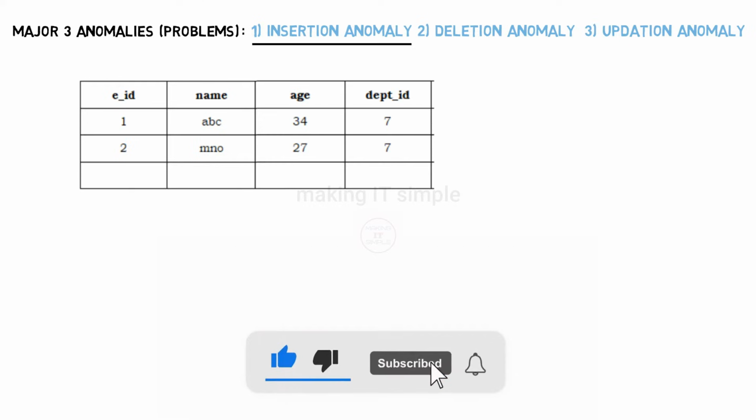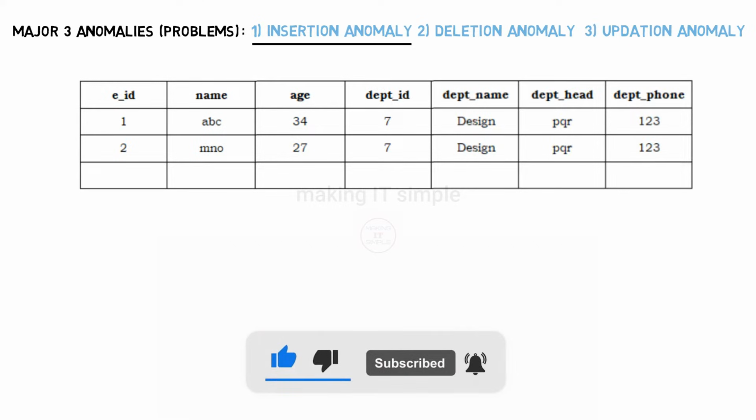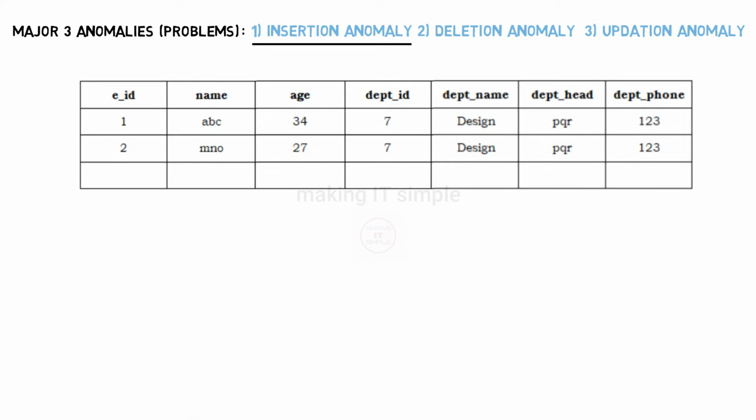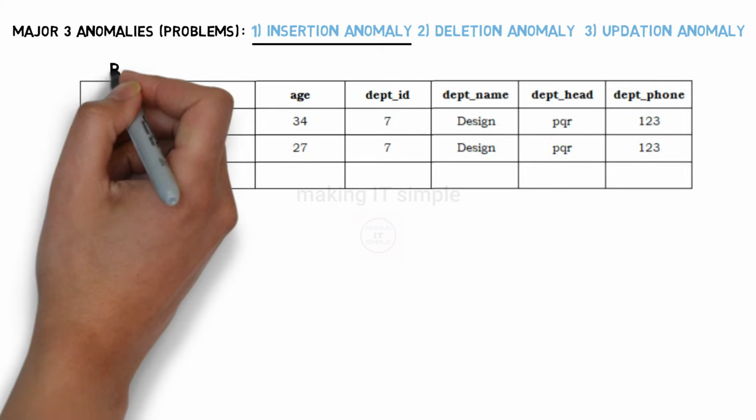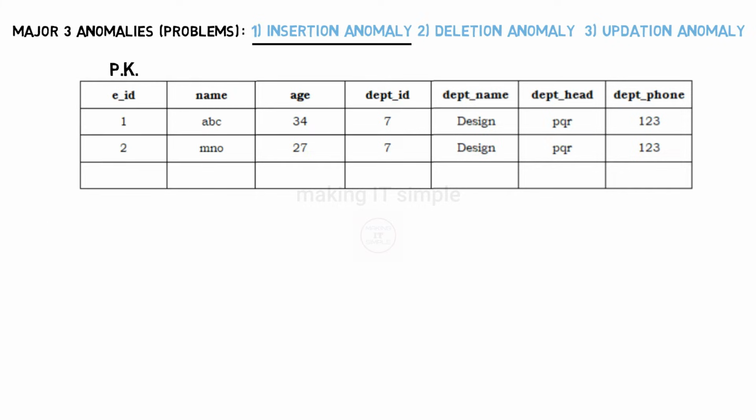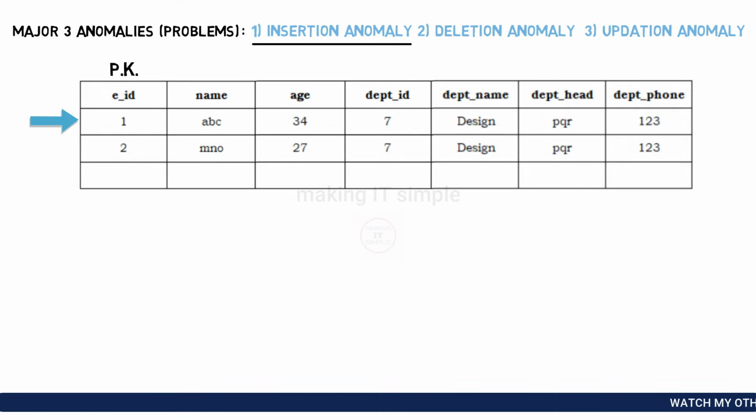Let us consider an employee table in which we have employee ID, name, age, department ID, department name, department head and department phone, and employee ID is the primary key. Let us say we have two records. ID is 1, name is ABC, age is 34, department ID is 7, department name is design, department head is PQR, and phone is 123.